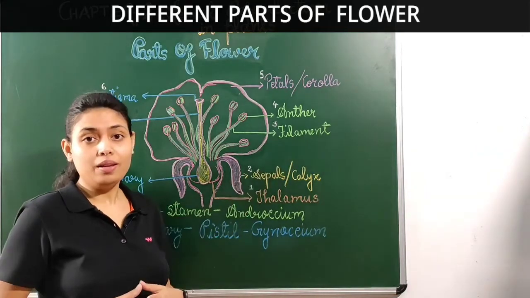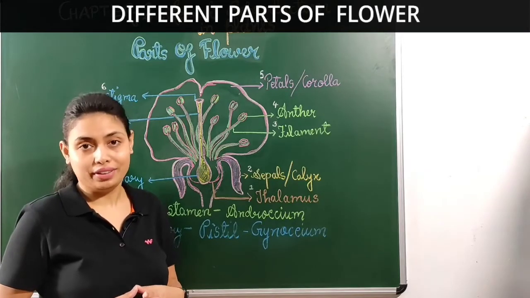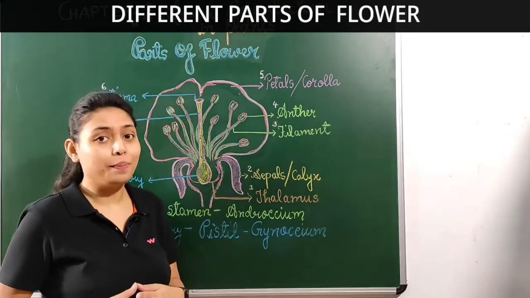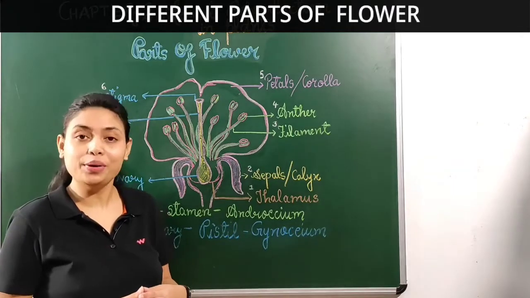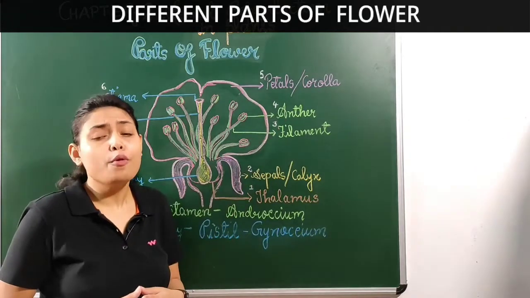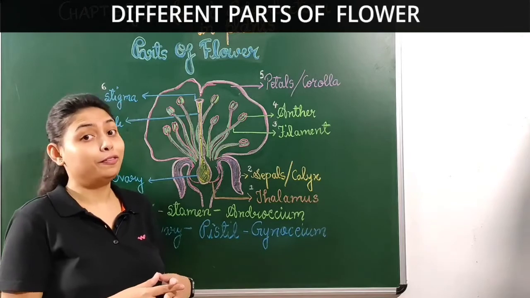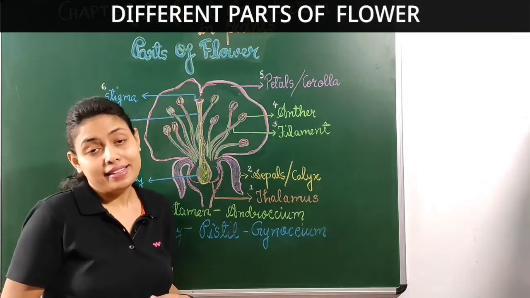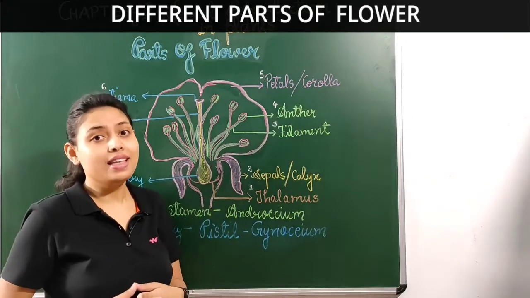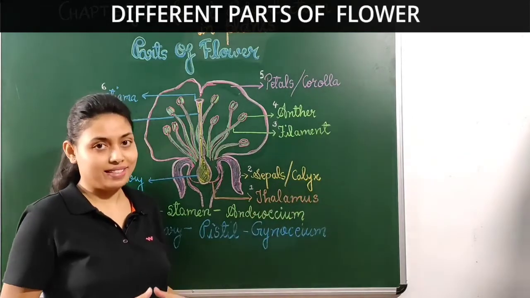Filament. Filament is a long stalk and holds anther. Now what is anther? Anther is a place where pollen grains are produced. Petals. Petals are the most attractive part of a flower as it gives color to a flower. Petals collectively are known as corolla. Sepals collectively are known as calyx.